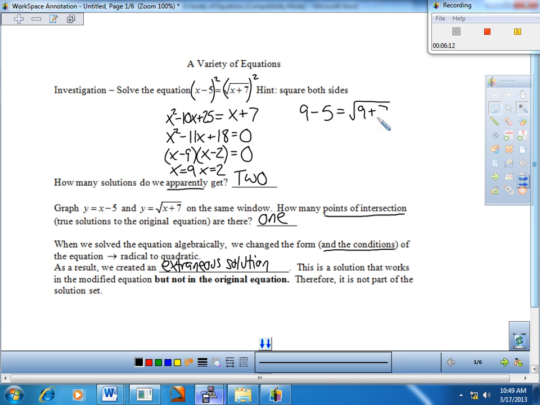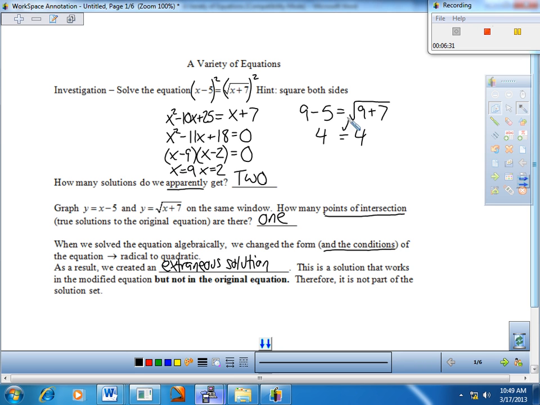I'll put the 9 in. And if I do 9 minus 5, it's 4. 9 plus 7 is 16. This is the principal root, only the positive root. There is no plus or minus here by any means. This is just the principal root, a single number, and the principal root of 16 is 4. It worked. And that's what we saw graphically, by the way.